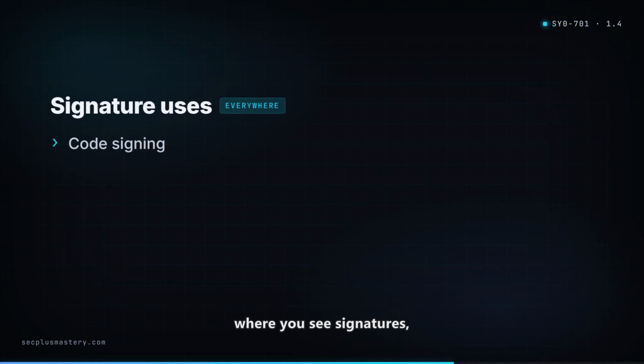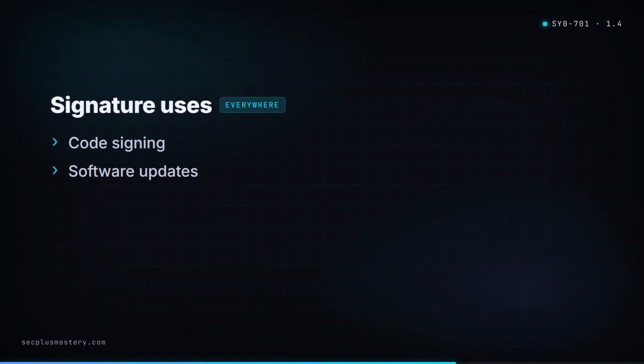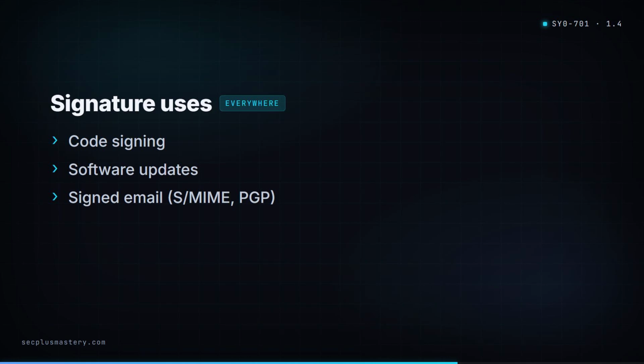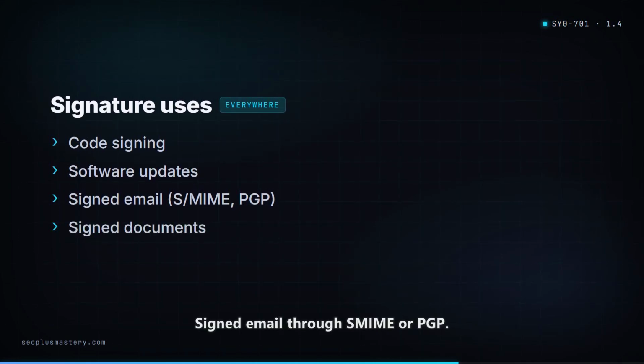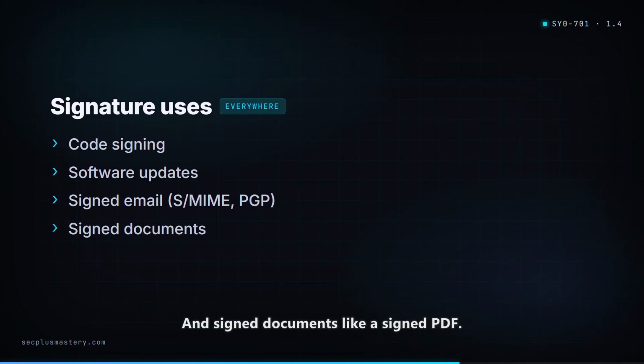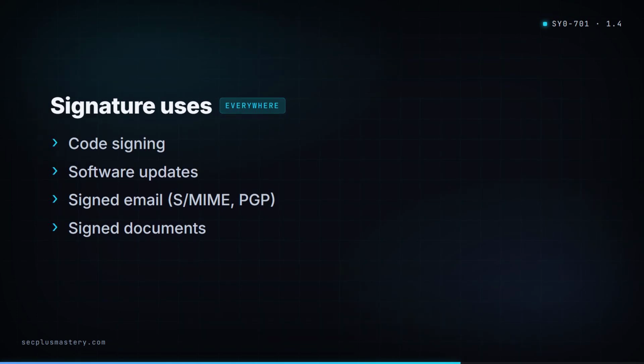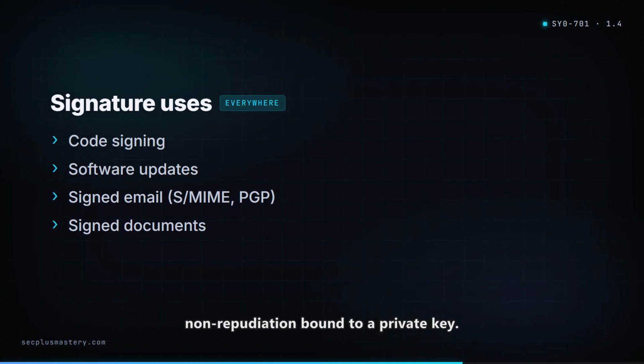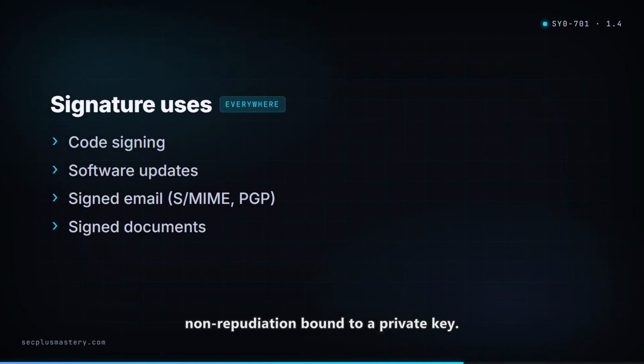Where you see signatures: code signing, so users trust an installer came from the vendor. Software updates, so a device only accepts genuine firmware. Signed email, through S/MIME or PGP. And signed documents, like a signed PDF. Each one is integrity plus authenticity plus non-repudiation bound to a private key.